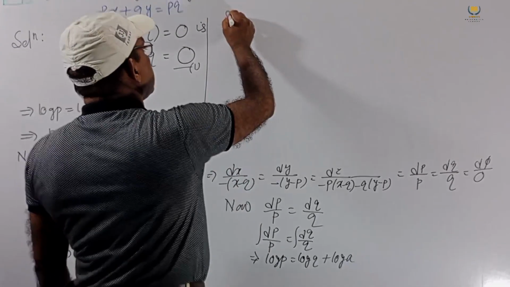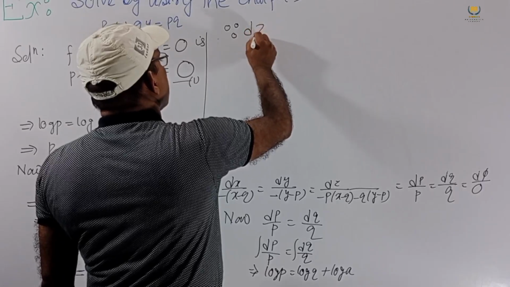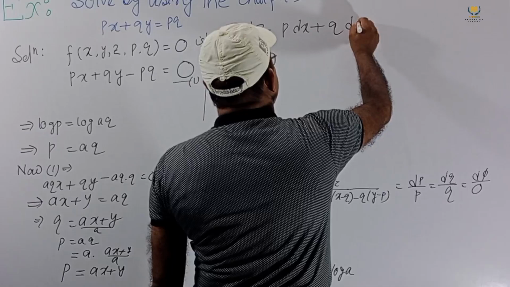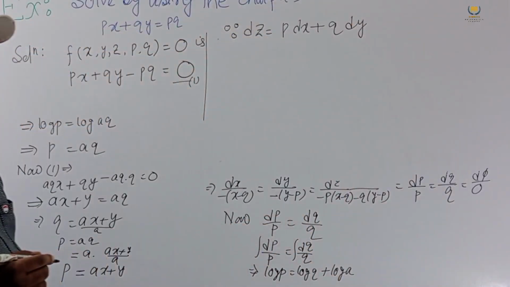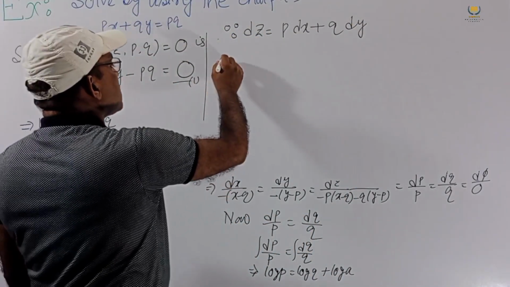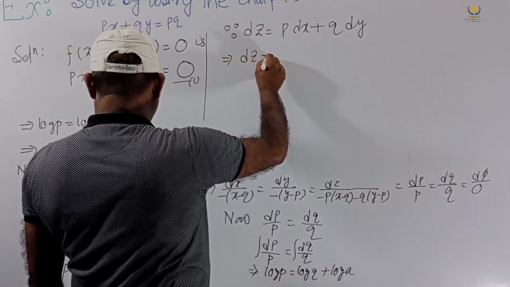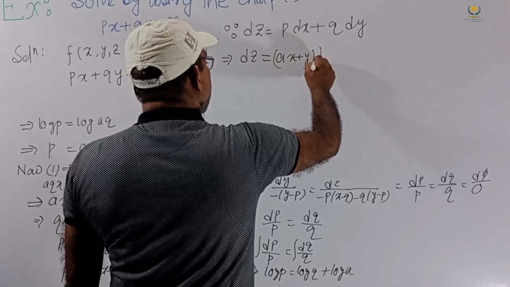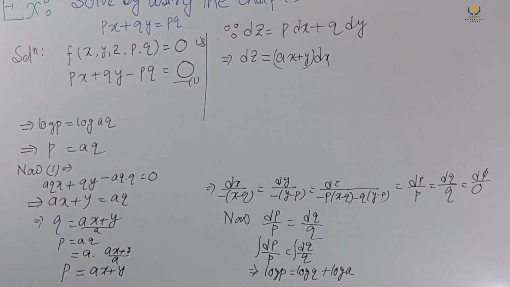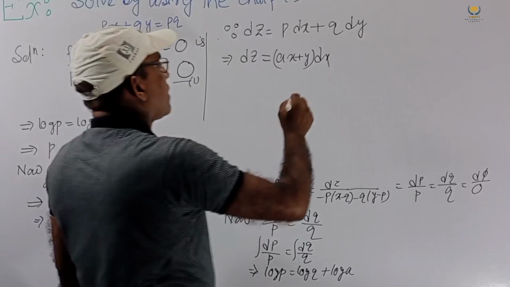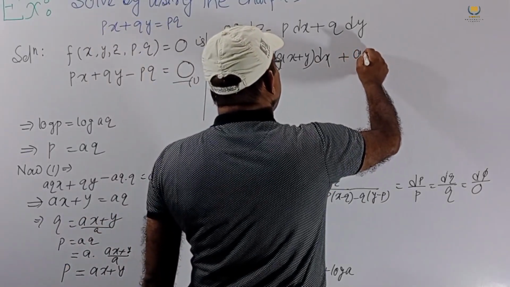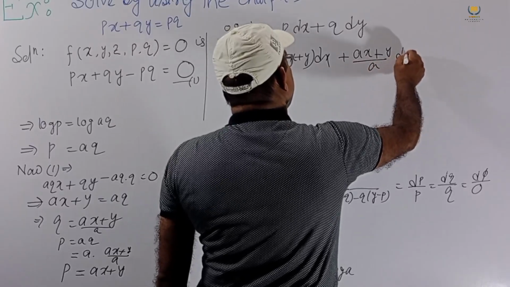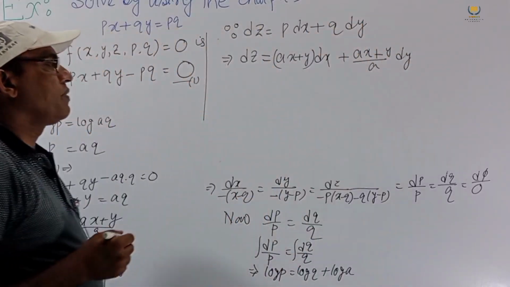Since dz equal to p dx plus q dy, we know this formula, and putting the values, dz equals p, which means (ax plus y), dx, plus q, which means (ax plus y) by a, dy. Just putting the values of p and q.